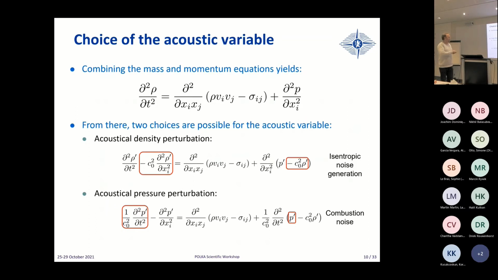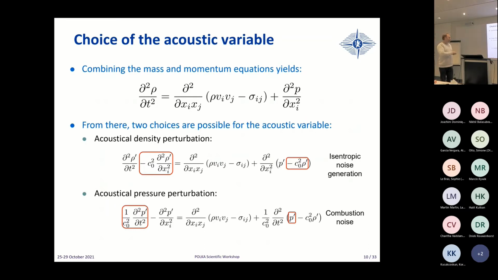Right? In here we have the source term corresponding to entropy fluctuations that appears as a kind of longitudinal quadrupole. And in here, it appears like a monopole. And both formulations are perfectly exact, right? So there's no mistake in here. Simply, numerically, it's quite likely that the second form will behave better for a combustion problem.